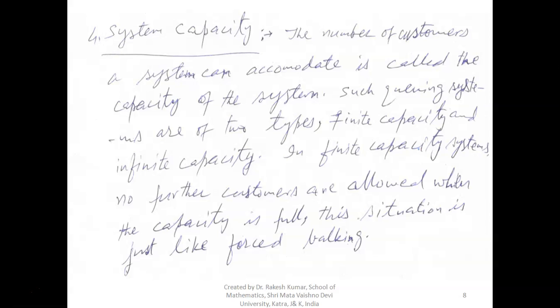In finite capacity systems, no further customers are allowed when the capacity of the system is full. So this situation is just like forced balking.